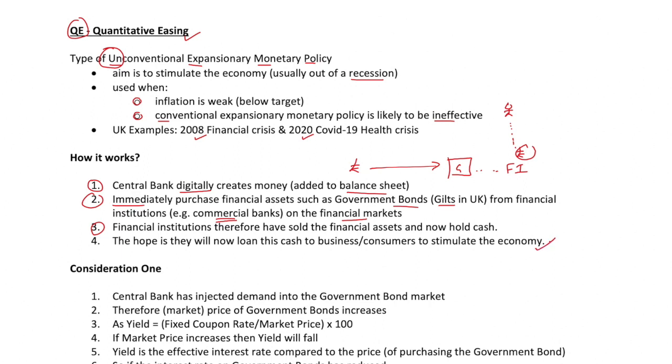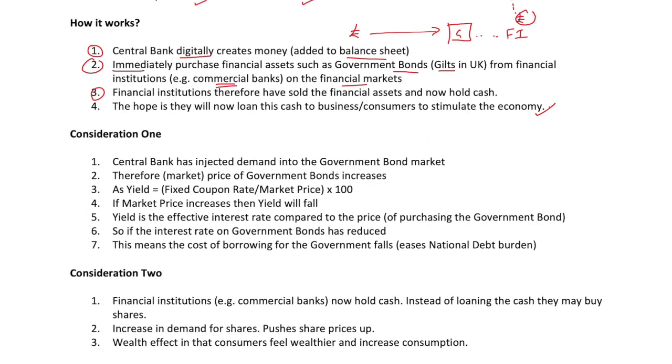There's a few considerations to think about. Consideration one is that the central bank has injected demand into the government bond market, because they've become a new player in the market. Because they've injected demand into the gilt market, the price of government bonds will increase. And if we're thinking about government bonds, we need to be thinking about yields here.